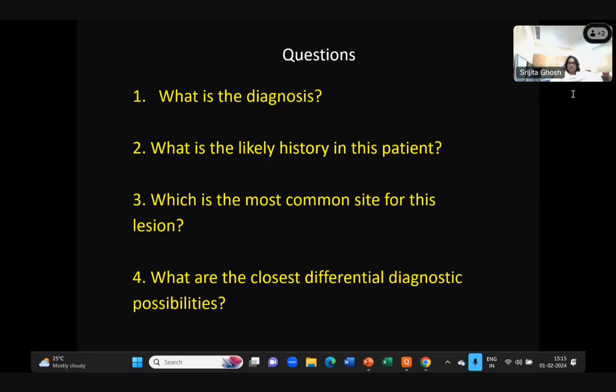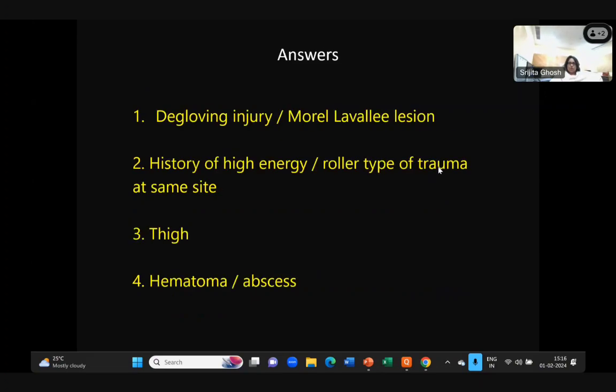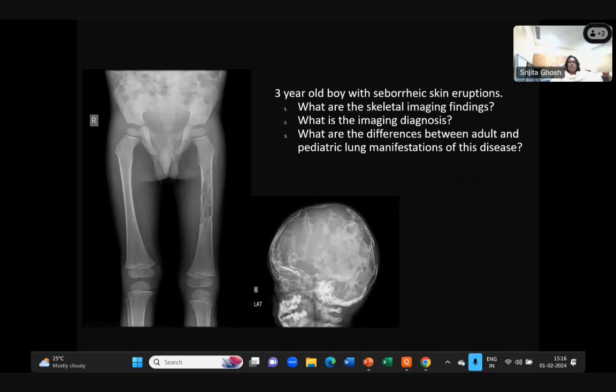What is the likely history? Shearing injury, right? Okay. Number 3, what is the most common site? Thigh. Closest differential? Very good. Hematoma, abscess. That's it. So it's a degloving injury or a Morel-Lavallée lesion, and the shearing stress. This word is important. High energy shearing stress causes this. Thigh is the most common area, and the differentials are hematoma and abscess.